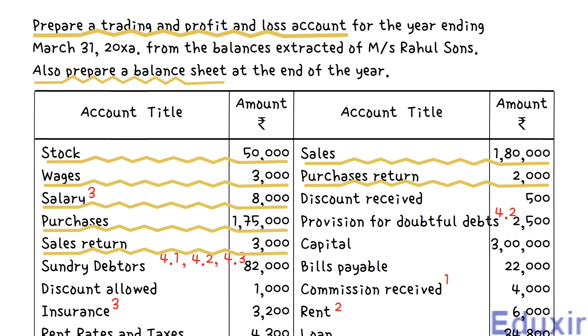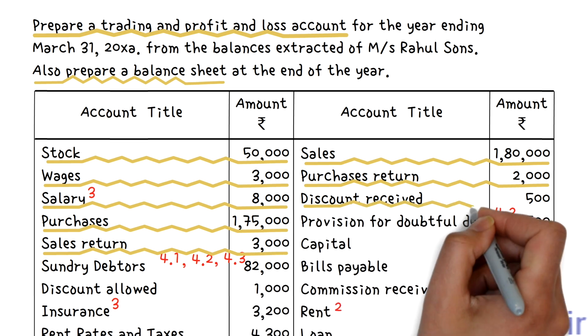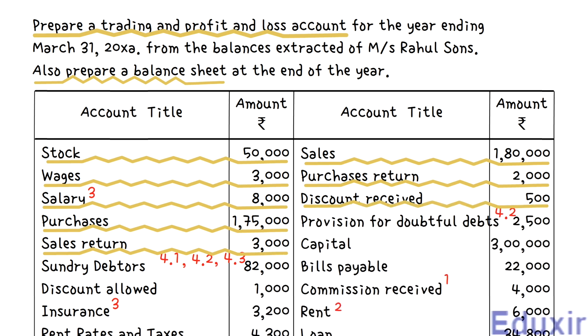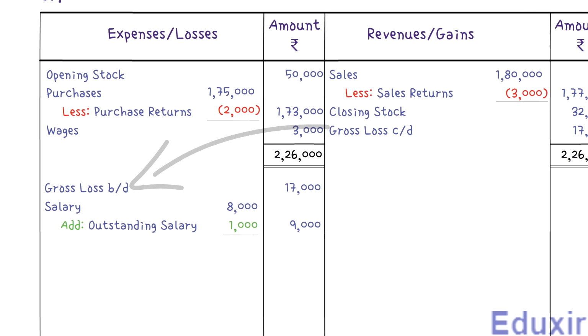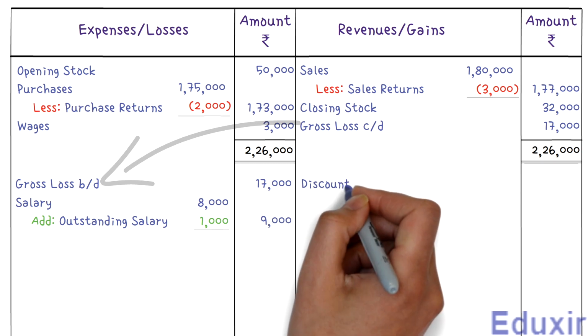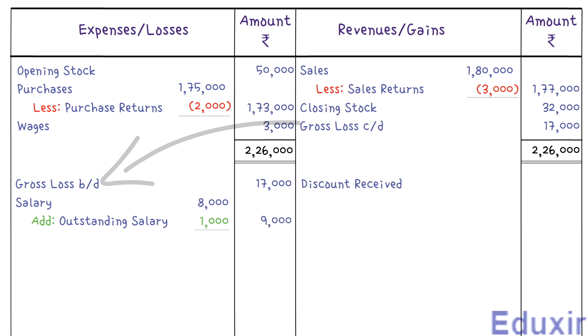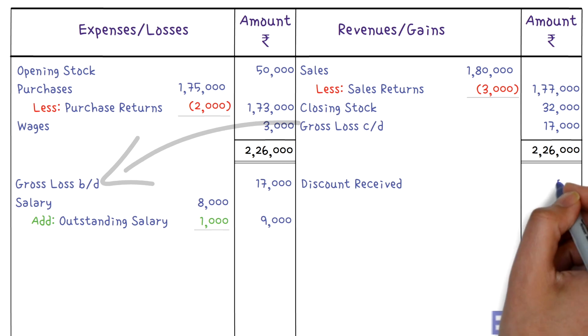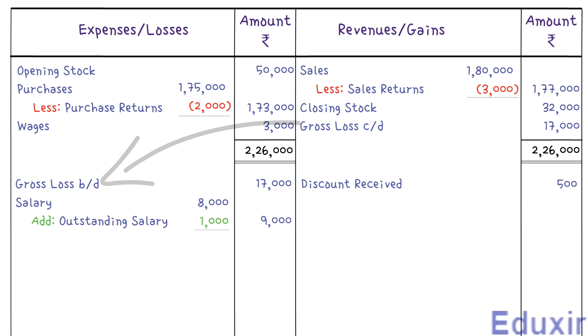The next entry is related to the discount received and its balance is 500 rupees. Now, this discount received is non-operating income and it should be posted on the credit side. Let's write discount received on the credit side of the profit and loss account. Let's then write the credit amount of 500 rupees into the amount column. With that, we have completed the posting of the discount received related balance into the profit and loss account.